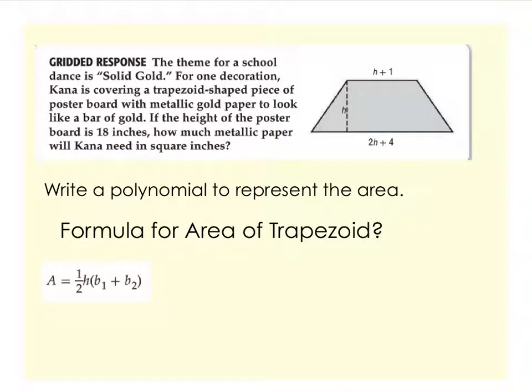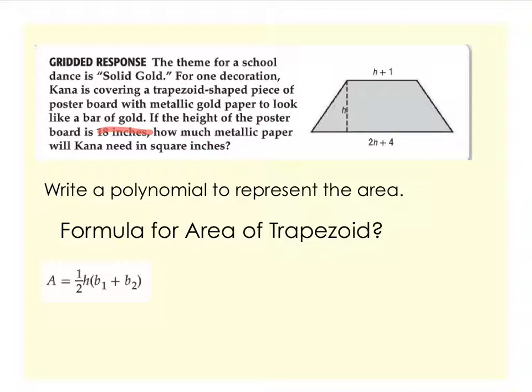For our last notes, we are going to look at a word problem. So let's take a look. The theme for a school dance is solid gold. For one decoration, Kana is covering a trapezoid-shaped piece of poster board with metallic gold paper to look like a bar of gold. If the height of the poster board is 18 inches, I'm going to highlight that right now, how much metallic paper will Kana need in square inches?